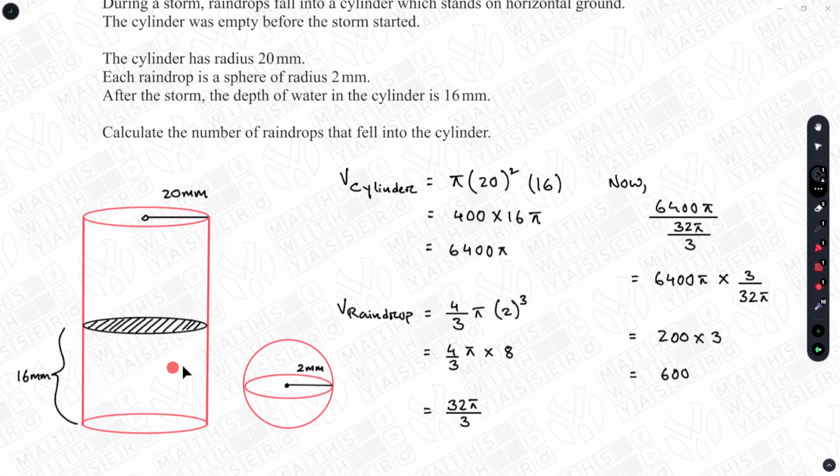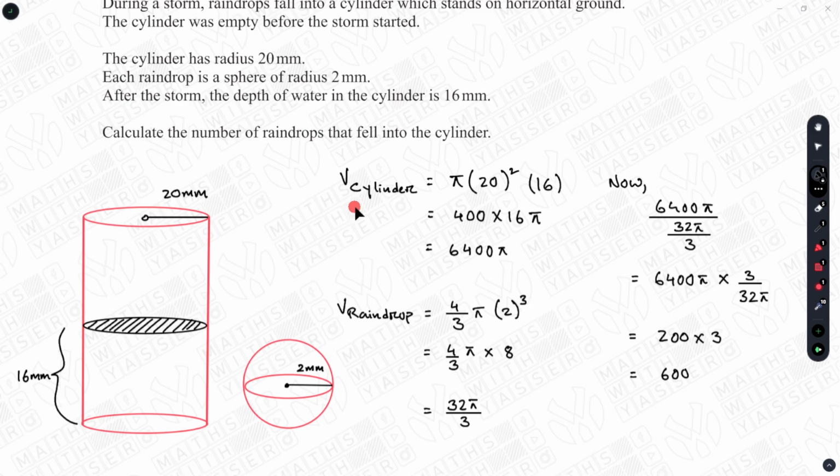So this is a situational diagram. This is the cylinder and this is a raindrop which has a radius of 2 millimeter, and the cylinder has a radius of 20 millimeter. After the storm, the depth of the water in the cylinder is 16 millimeter. That means the height of the water level in the cylinder will go up by 16 millimeter.